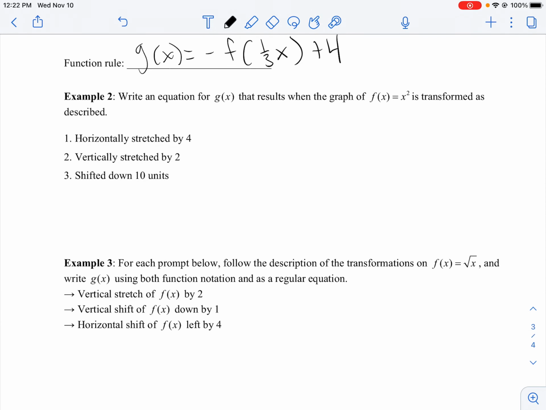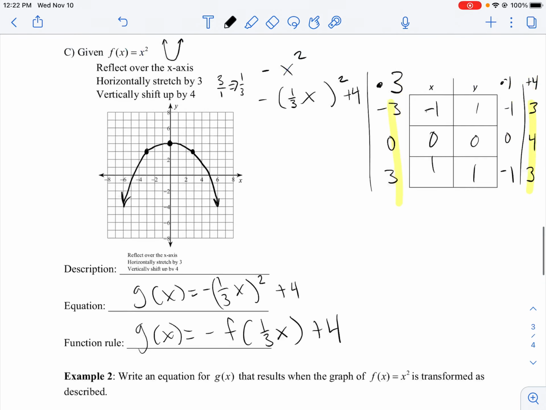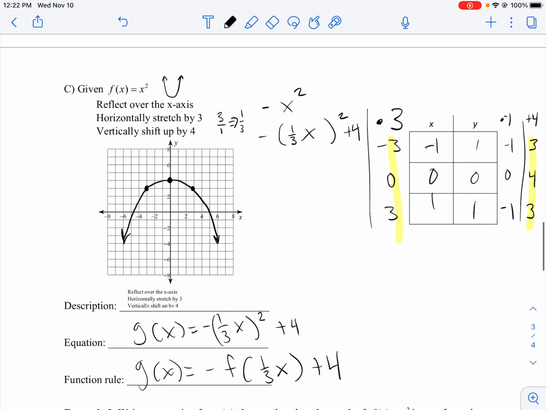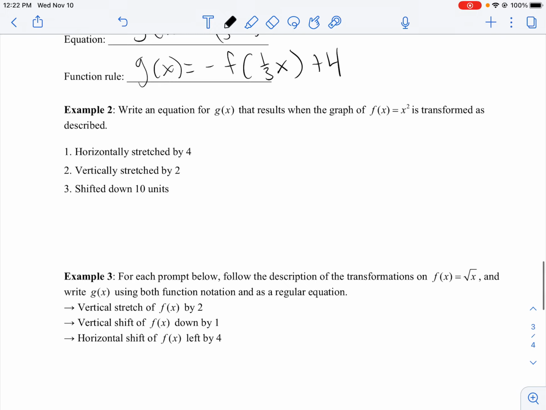Alrighty, so write an equation for our last one, actually. I'll keep it on the same video. It'll be fine. So write an equation for g of x that results in the graph of f of x is x squared, and that is transformed as described.